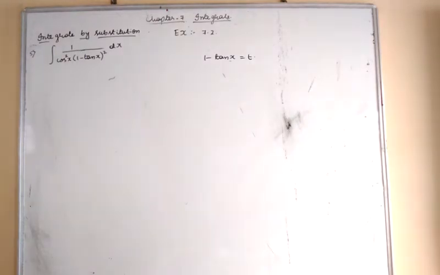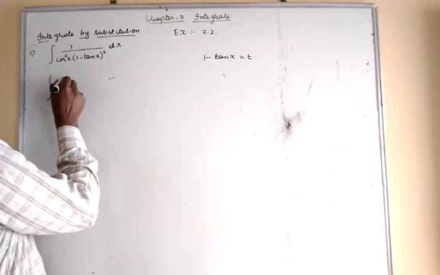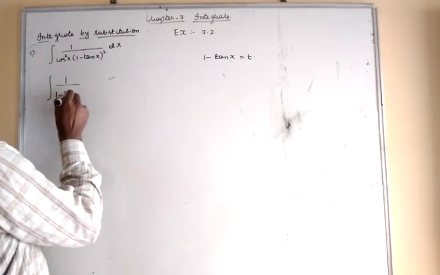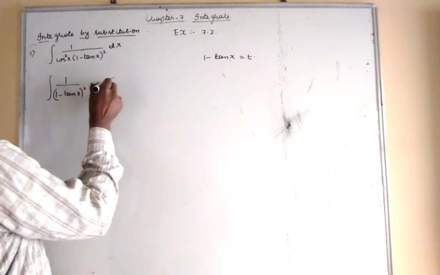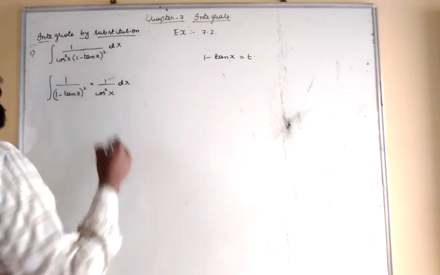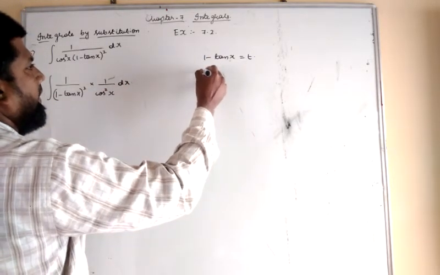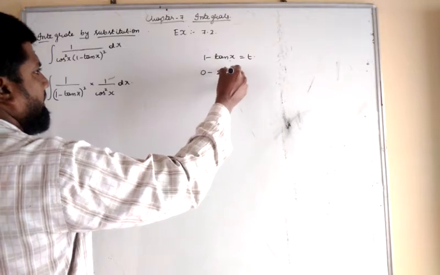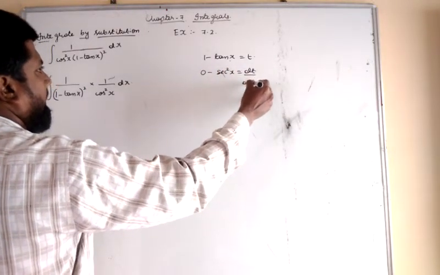Let 1 minus tan x equal t. Let us differentiate this. Let us separate first this one: 1 by (1 minus tan x) whole square into 1 by cos square x dx. So if 1 minus tan x is equal to t, the differentiation of 1 is 0, and tan differentiation is secant square x, equal to dt by dx.